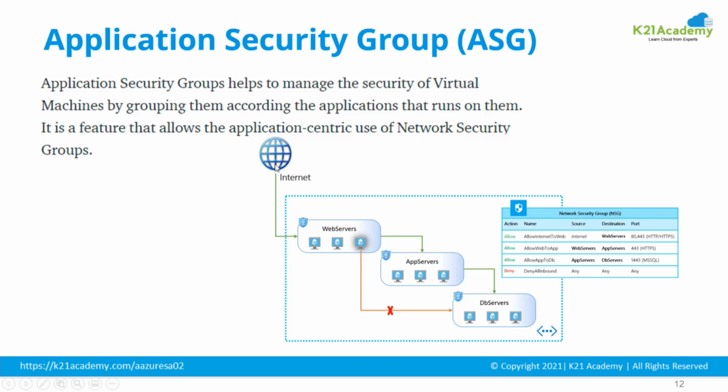Now, as you know, in a practical world, the database server should only allow connections from the application server, not from the internet users directly, nor should it be reachable from web servers. Similarly, the application server should only be able to connect from the web server, not from the internet. And internet users should be allowed connections only on the web servers.